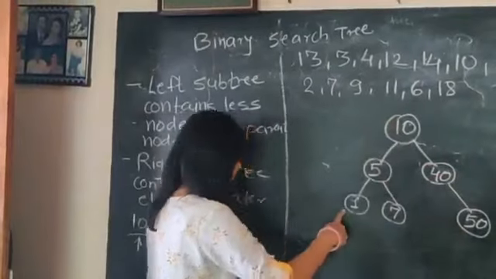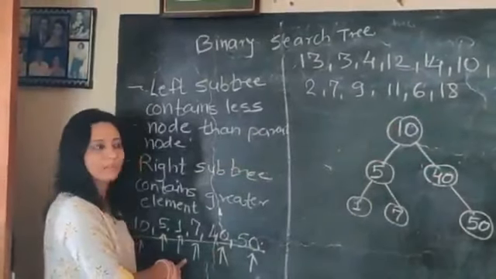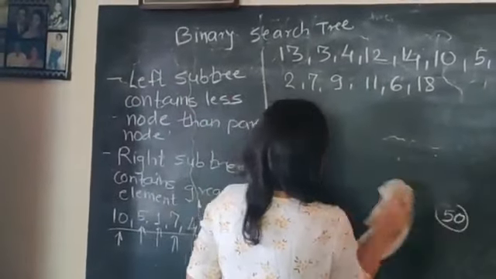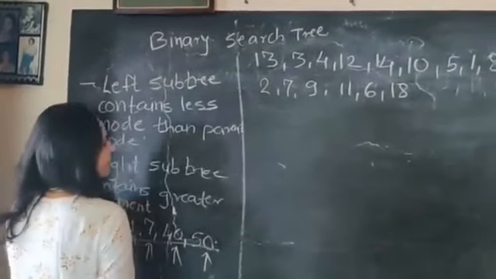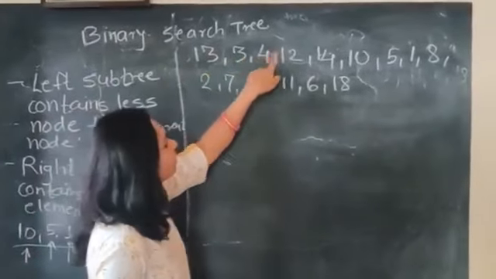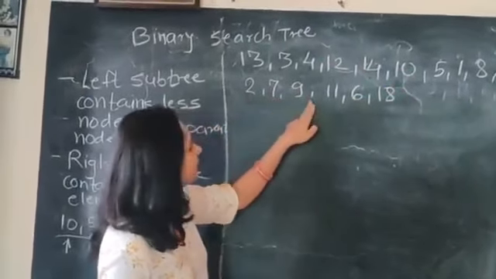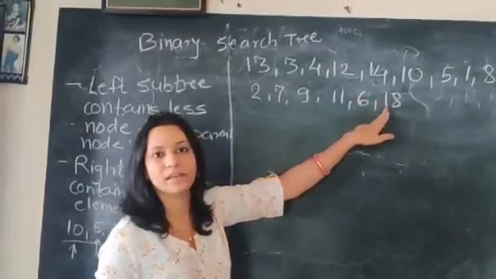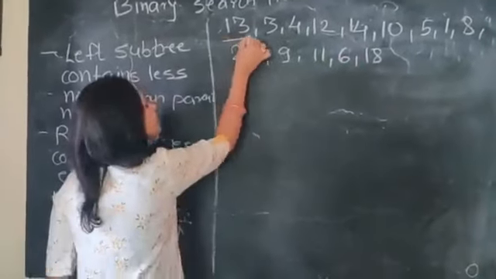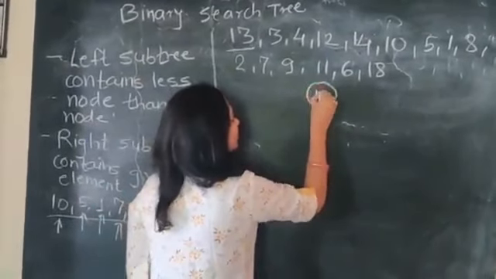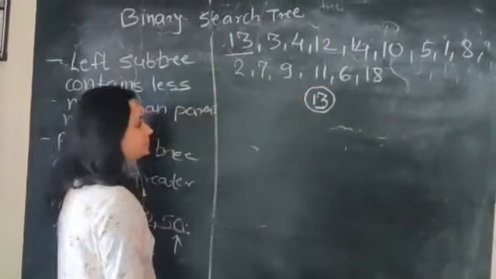This is binary search tree of this particular given example. Now we will see the binary search tree construction for the larger example, that is 13, 3, 4, 12, 14, 10, 5, 1, 8, 2, 7, 9, 11, 6, 18. As I said, the first node is the root node. So we will start constructing the tree with the root node 13.